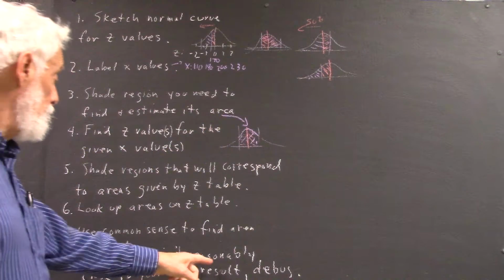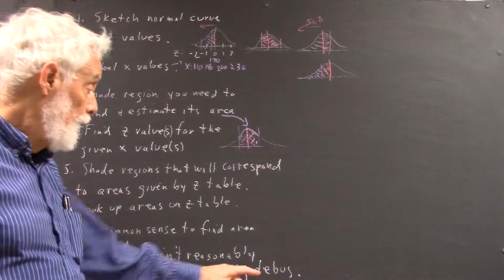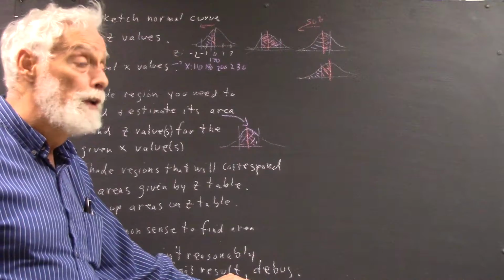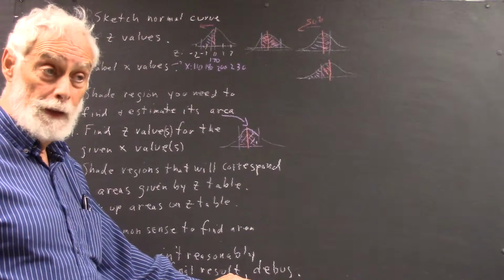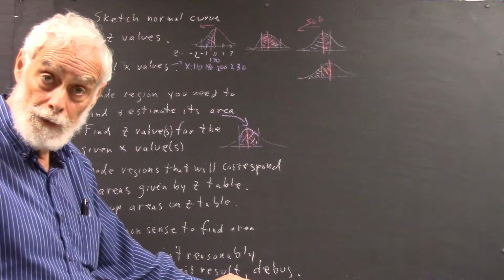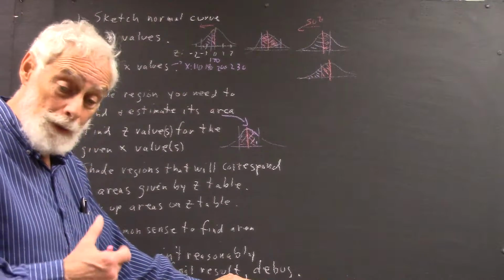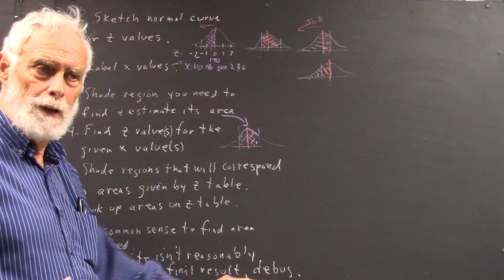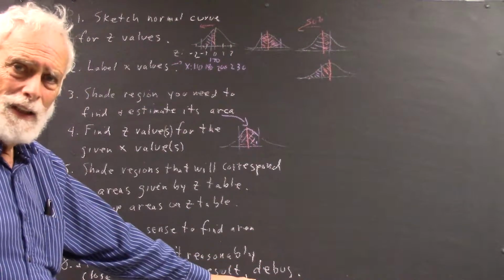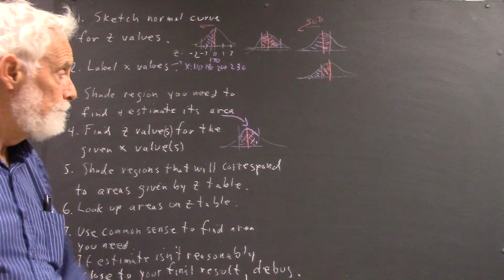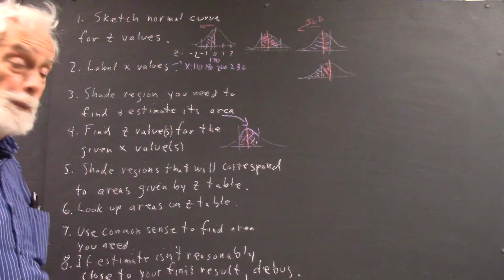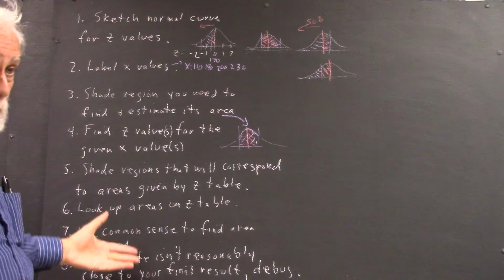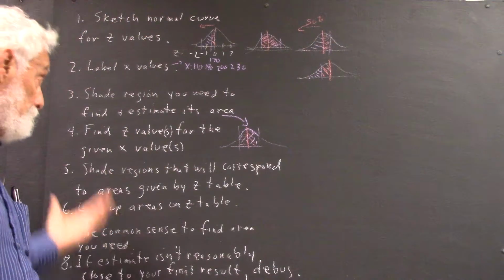So, if your estimate isn't reasonably close to your final result, debug. Chances are your estimate is going to be more accurate than your final result if you screw up your calculation. Okay, but maybe not. Maybe you just made a bad estimate and it really is what you calculated. Well, you've got to have enough common sense to figure that out. And if you do, then you have pretty good common sense, okay? So, that's the procedure. That's very close to the procedure everybody wrote down.